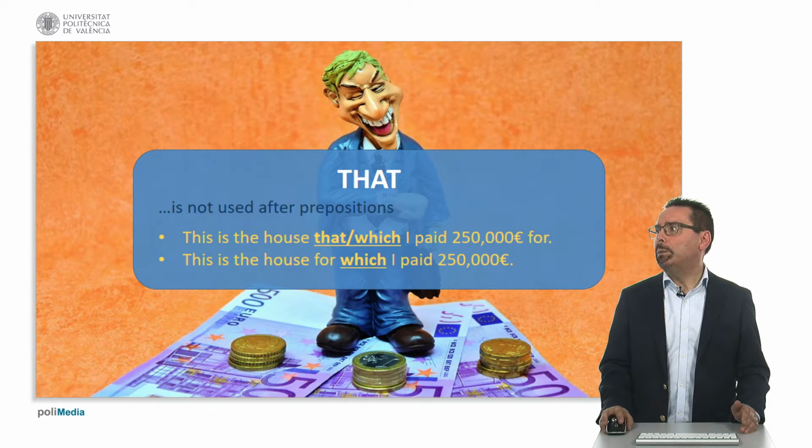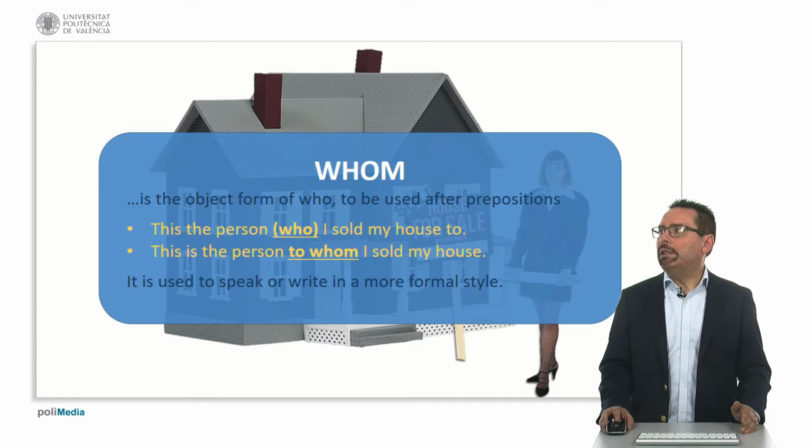This is the house that of which I paid 250,000 euros for. But this is the house for which I paid 250,000 euros. Whom is the object form of who, to be used after prepositions. For example, this is the person who I sold my house to. Or this is the person to whom I sold my house. It is used to speak or write in a more formal style.